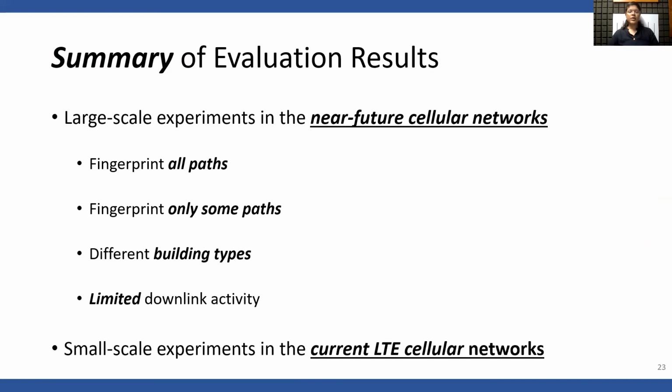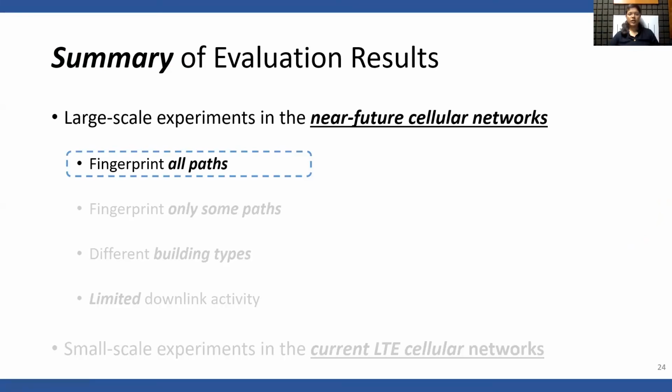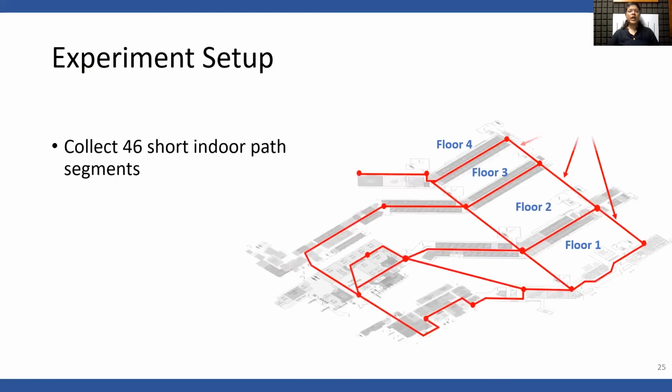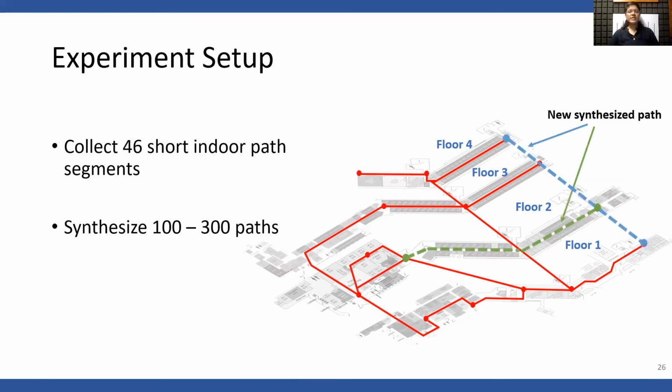For the second type, we conduct a small-scale experiment in the current LTE cellular network and show the feasibility of SLIC. So I'll now discuss the main result of SLIC only, due to the time constraint. Please read the paper for the rest of the results. For the large-scale experiment, we collect 46 short indoor path segments in 2 multi-floor buildings in our university. We then synthesize 100 to 300 paths by combining these path segments of varying distance.